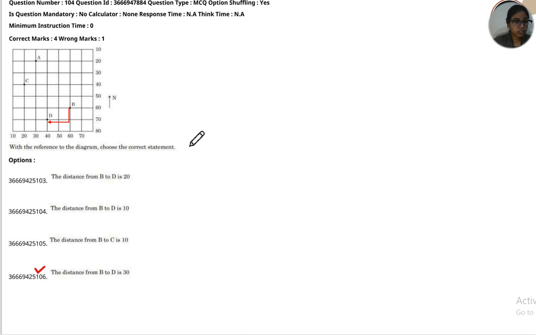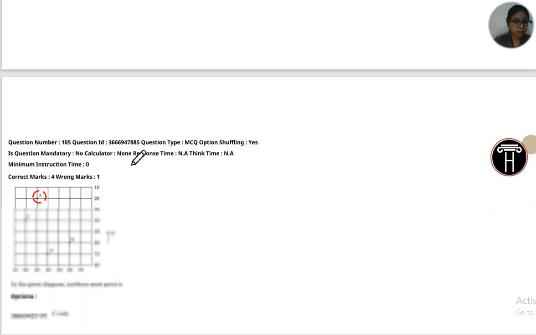Next question, with reference to the diagram, choose the correct statement. Okay, so the distance from B to D. The statement is given to you. The distance from B to D, somewhere it is mentioned in the options that it is 20, 10, and B to C is 10 and B to D is 30. So the correct option is the distance from B to D is 30. See, 10 units vertically and 20 units horizontally. So in total it is 30.